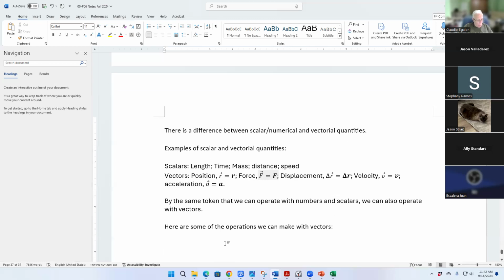Okay? 1. We can multiply a scalar with a vector. Okay? So just like here, a scalar I'm going to represent by the letter C, okay? C times R. Right? C times R. Okay. Where C is a scalar.